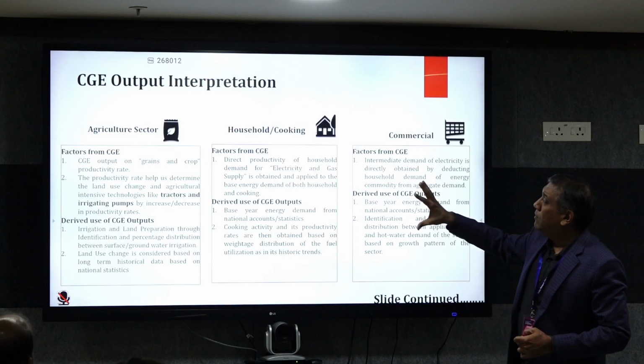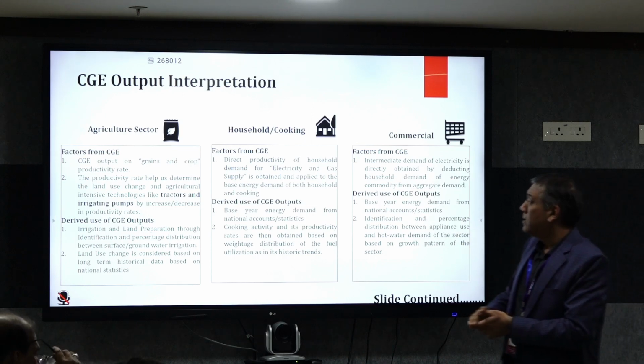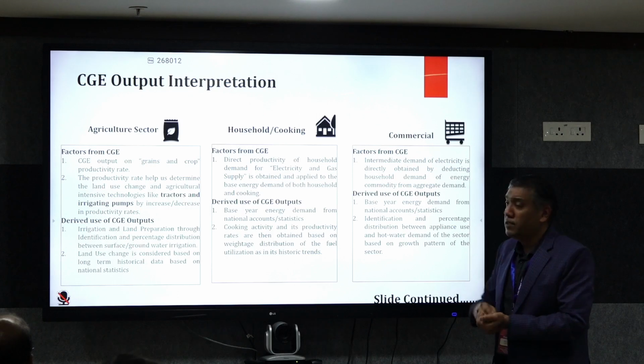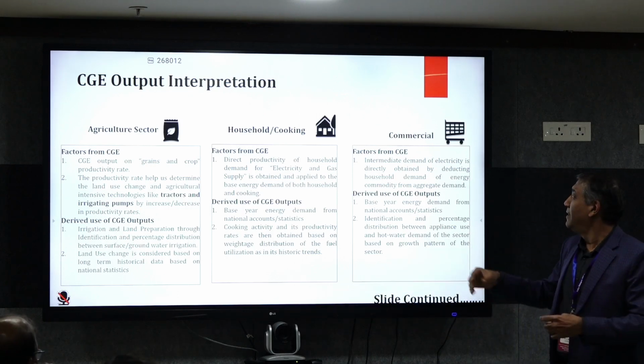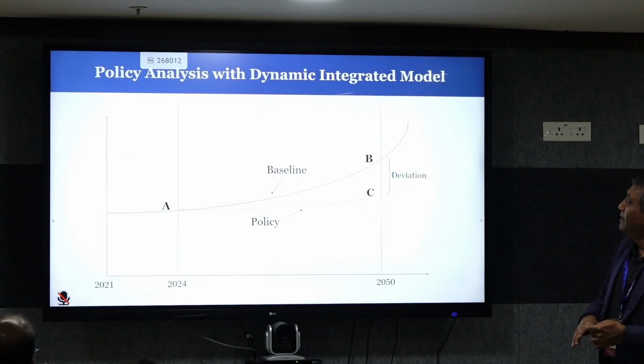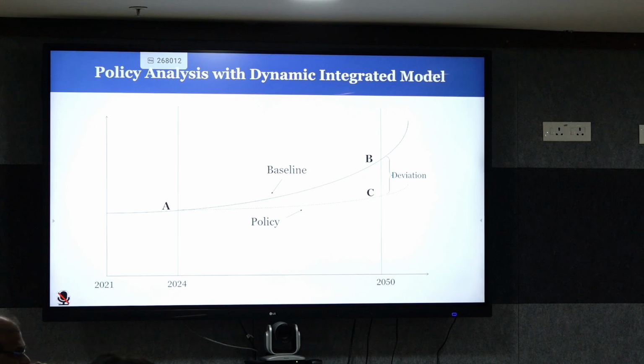These are more or less snapshots of the output interpretation. I have already explained how this gets converted. Basically, in this kind of scenario, we calculate a baseline which we have run up to 2050. Then we run some policy scenarios. We have done only 2 policy scenarios: an increase in energy efficiency, and augmentation of renewable energy capacity. These are the 2 scenarios we have done.